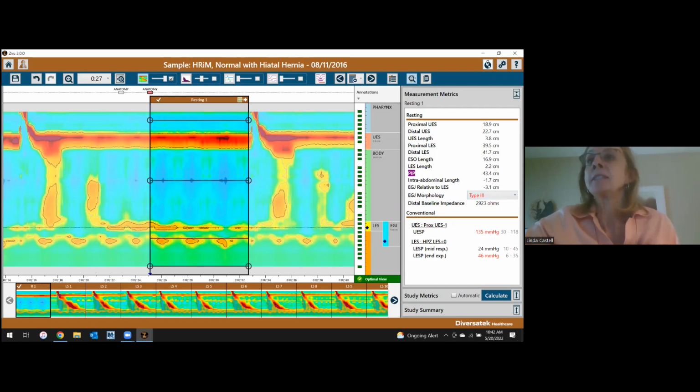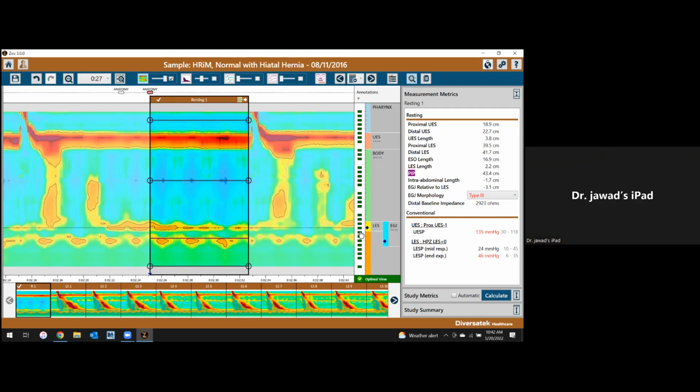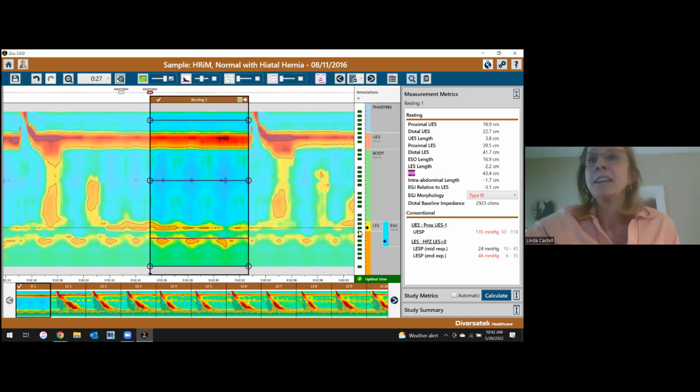I'm almost positive that the EGJ relative to the LES is from the high pressure zone of the LES to the middle of your diaphragmatic pinch here. So basically from diamond to diamond. And each one of these green boxes is a centimeter, so that kind of jibes here. That's 1, 2, 3. So the EGJ relative to the LES, middle of the LES to the middle of your diaphragmatic pinch, your intra-abdominal length, is basically the size of your hernia right here, which is almost 2 centimeters.